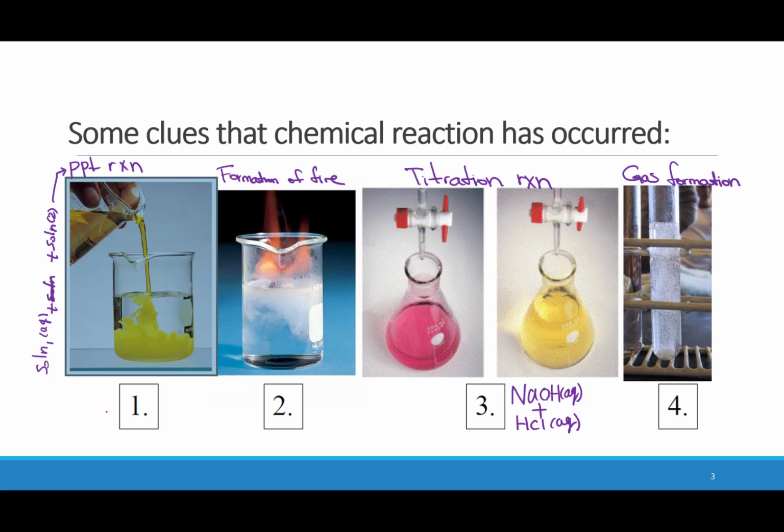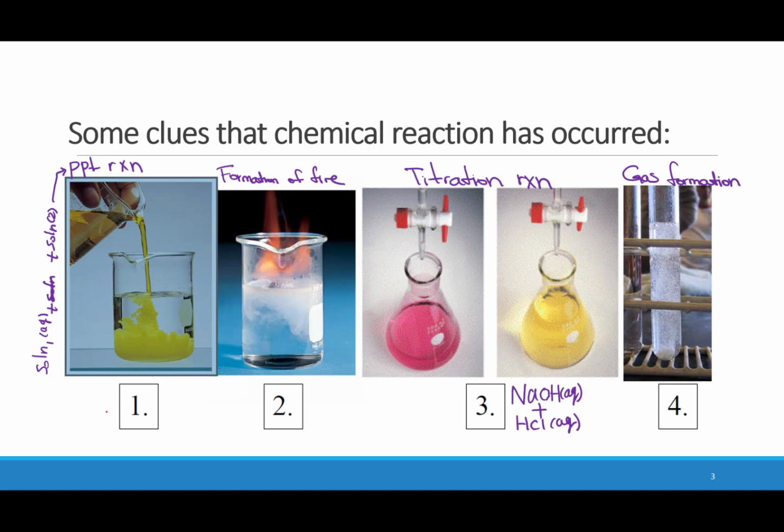If you drop a piece of sodium or potassium in water, the metal immediately reacts with water and it produces fire because it produces a lot of heat, and the formation of fire is one of the indications of a chemical reaction. Acid-base titration is also another indication of a chemical reaction. In some of these examples, sodium hydroxide, which is a base, reacts with hydrochloric acid, which is a strong acid, and there is a change in color.